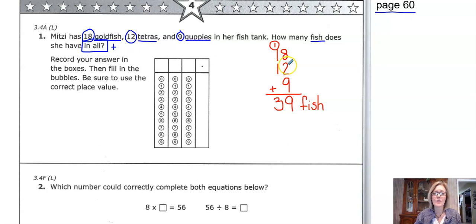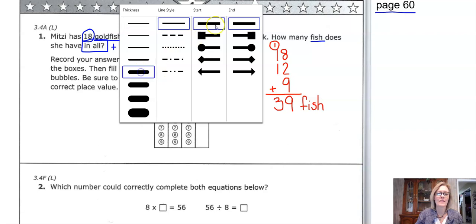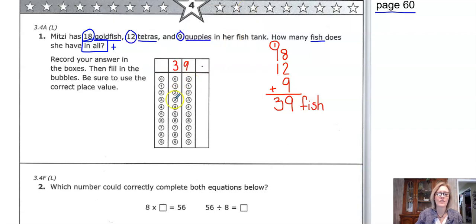So 8 and 2 is 10 plus 9. Well, it's easy to add to a 10. You just say 19. I carried or regrouped my 1. I add it again. So our final answer would be 39. So 39 fish, right? And then you would just come, I need a fat marker for this, and then you just come in and you would color in your numbers there, all right?